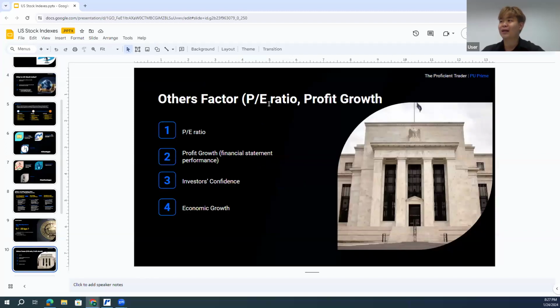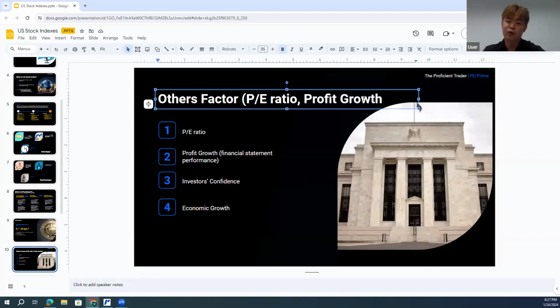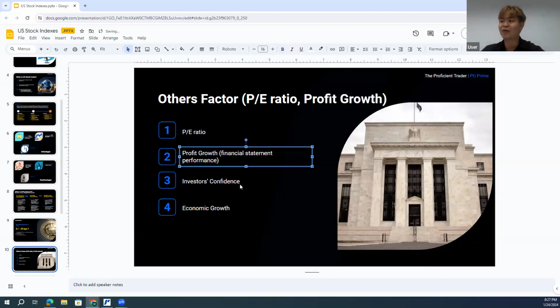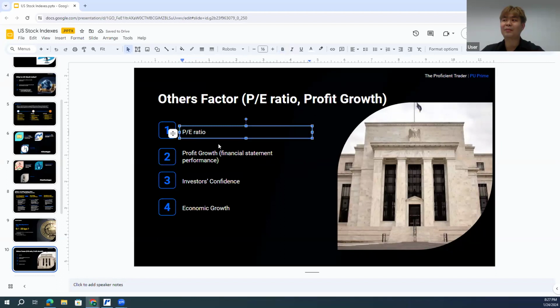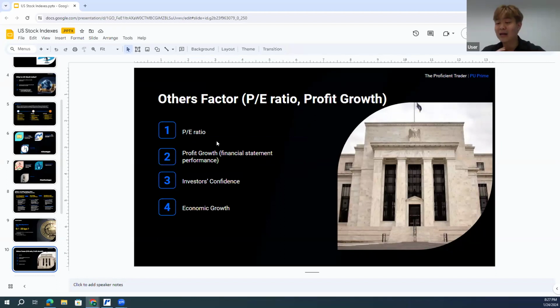Other factors that are going to affect the US equity market include the PE ratio, profit growth, investor confidence, and economic growth. The PE ratio gives you an understanding of whether an equity index is overpriced or underpriced. Normally all of these US equity indexes do have a PE ratio, and you can refer to Google for it. How can you know whether the US equity index is overpriced or underpriced? You can compare the US equity index with other countries, for example China, Hong Kong, the UK stock index, the Euro stock index.